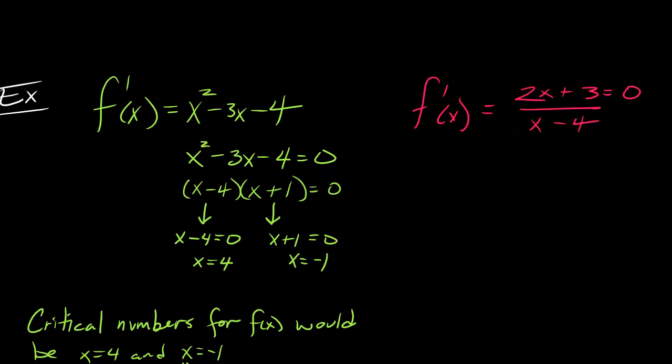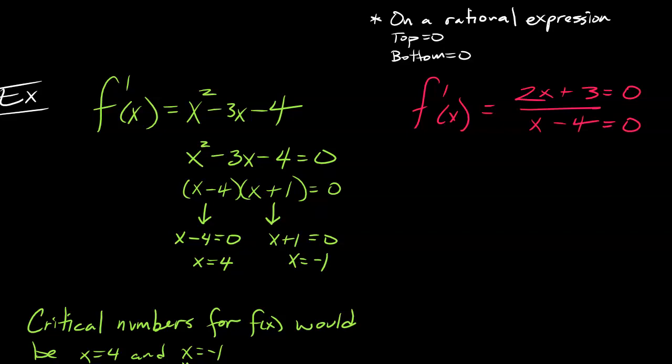Yes. There you go. That's what I was looking for. So for this one, it's 4. But if you're looking for when a fraction is undefined, it's when the bottom is equal to zero. So on a rational expression, which is why I have this example, the top equal to zero and the bottom equal to zero find you where your derivative is equal to zero or where your derivative is undefined. Because you can't divide by zero, so that would be undefined.